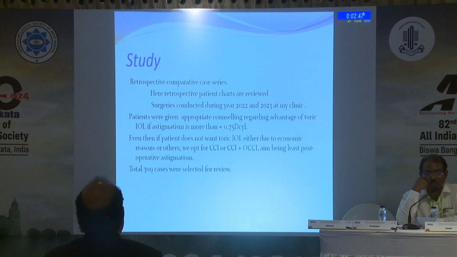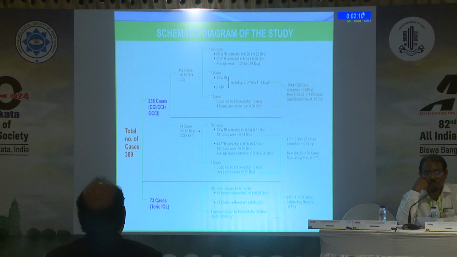This study is a retrospective comparative one. That is, here the surgeries were conducted during 2022-2023 at my clinic. The patients are given appropriate counseling regarding the advantage of the toric IOL if astigmatism is more than 0.7 diopter. Even if the patient does not want toric IOL for economic or other reasons, we opt for clear corneal incision, or clear corneal along with the opposite clear corneal, aiming at the least post-operative astigmatism. The total number of cases is 309, and this is the schematic diagram.